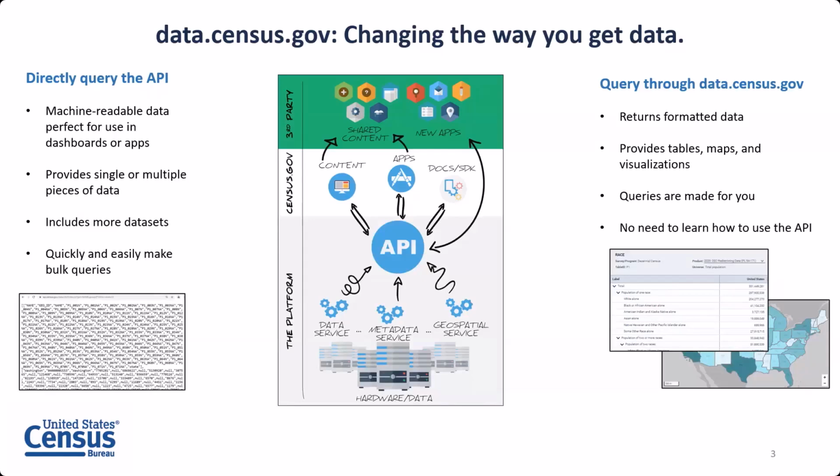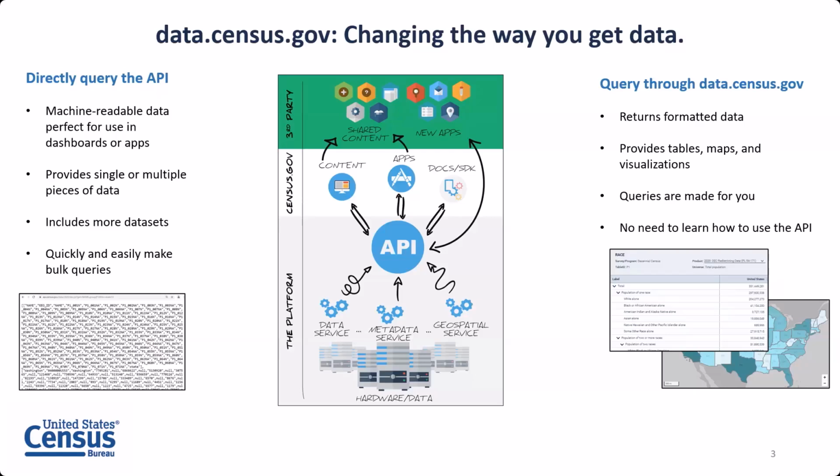So it is machine readable when you are querying directly to the API. It's really good for using it in dashboards or apps. And like we will see, it is also being pulled into sites like data.census.gov. It'll provide you with single or multiple pieces of data, so you can make an API query for just one variable in a large table. It does include more data sets, and you can easily make bulk queries with the API. So if you are familiar with that, that is where a lot of our data is coming from.